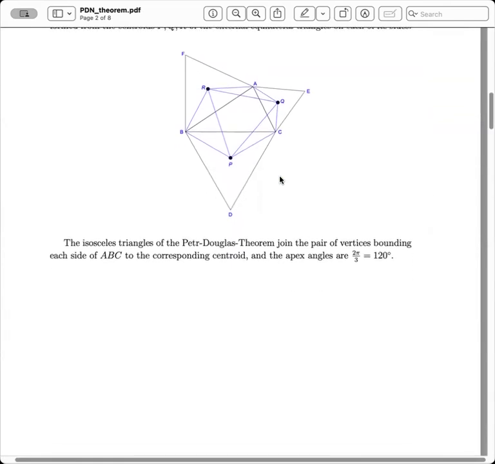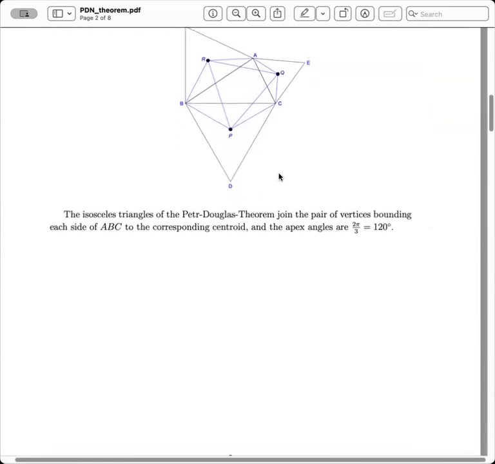The isosceles triangles of the Petr-Douglas theorem here are the ones which join the pair of vertices bounding each side to the centroid of the triangle above it. And the apex angles are 2 pi over 3, or 120 degrees.